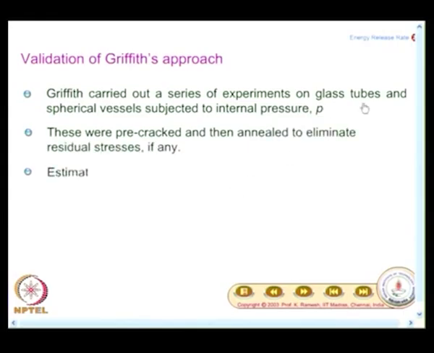The glass tubes and spheres were pre-cracked and then annealed to eliminate residual stresses, if any. So, he had taken sufficient precautions in performing the experiment, and he increased the stresses, and he estimated the value of sigma root A, which was found to be in the range of 0.25 to 0.28 MPa root meter. Have a look at this value. He has got this left hand side expression, sigma root A.